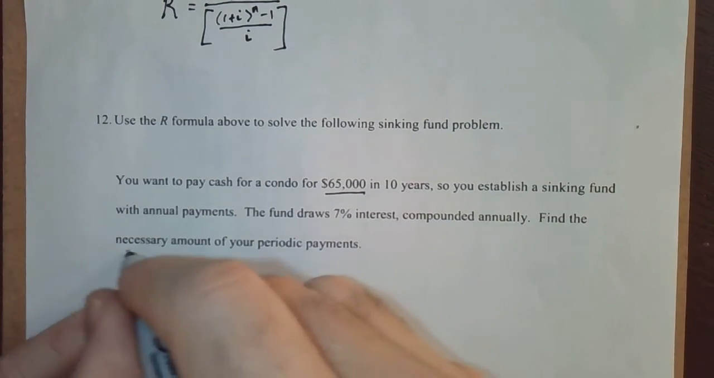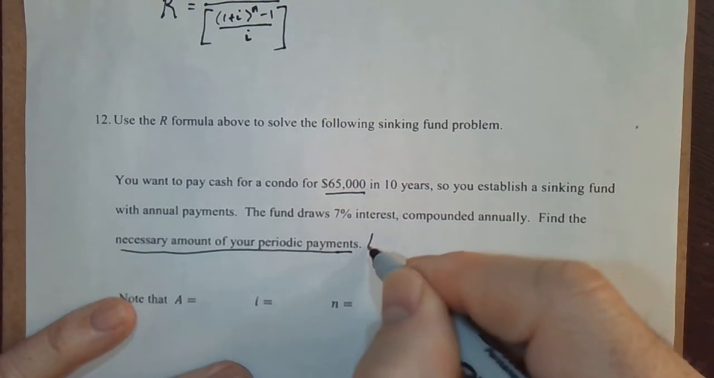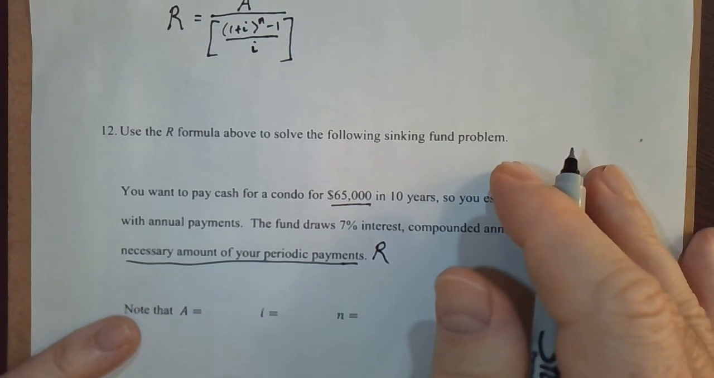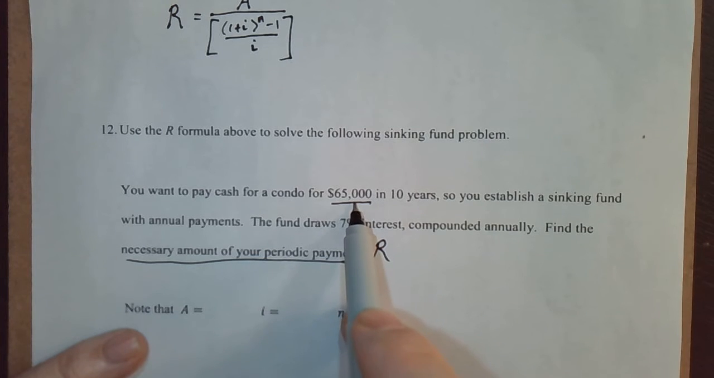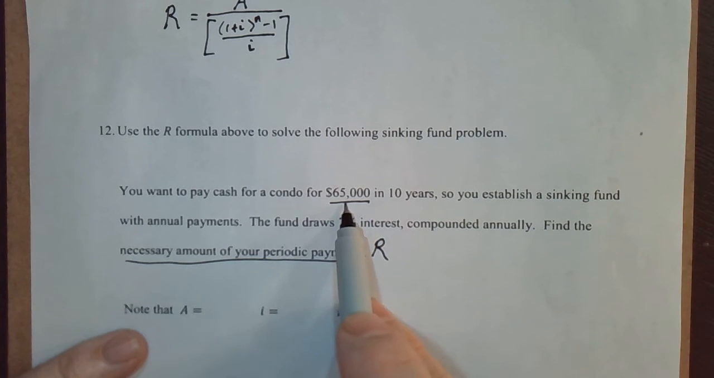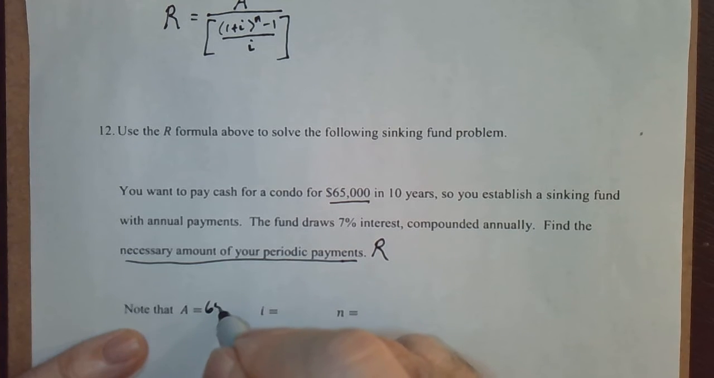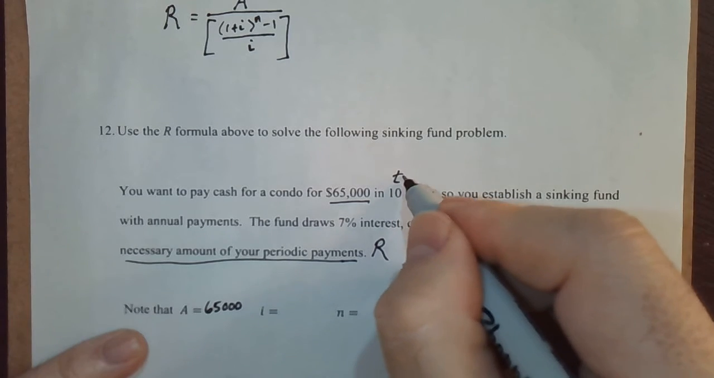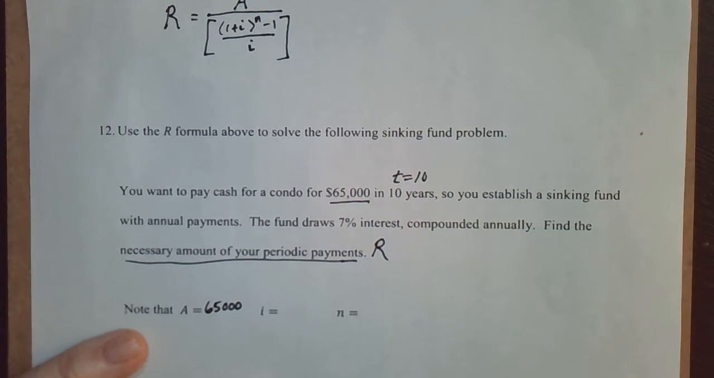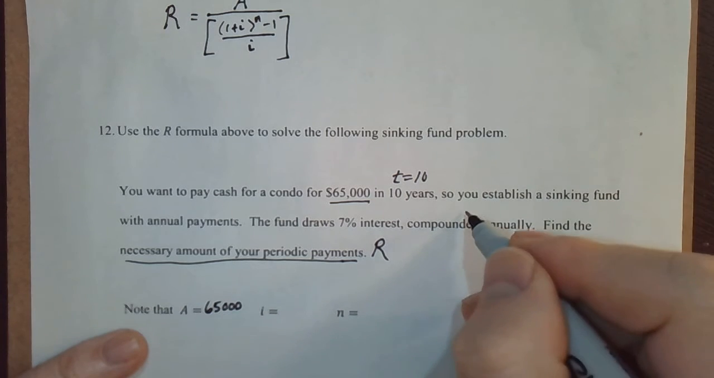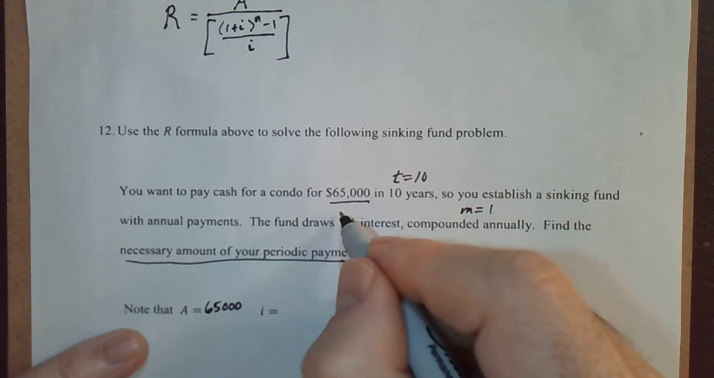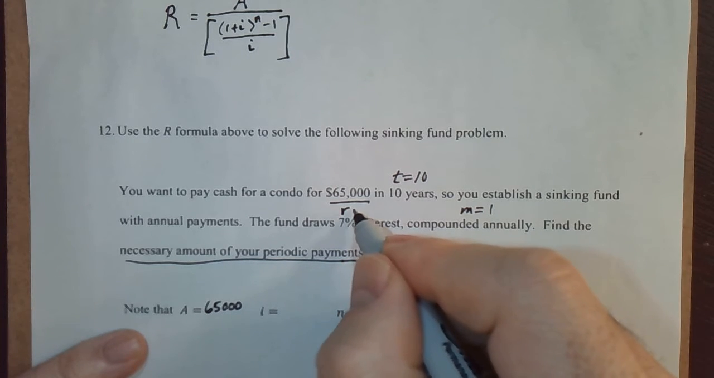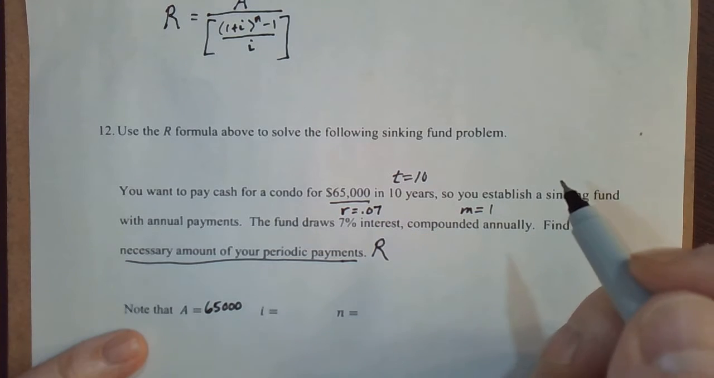So we know, as always, the periodic payments are R. And A is the amount that we're going to need at the end of our 10 years. Future value, 65,000. And T is the number of years. T is 10. Compounded annually means M is equal to 1. The fund draws 7% annual interest. That means that R is equal to 0.07.